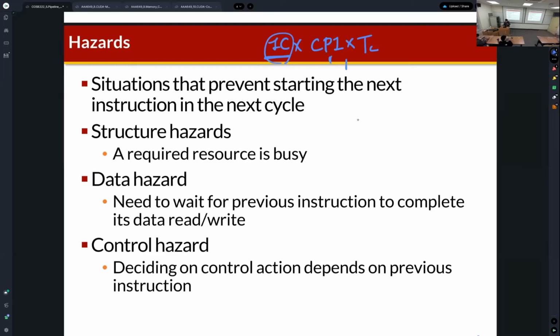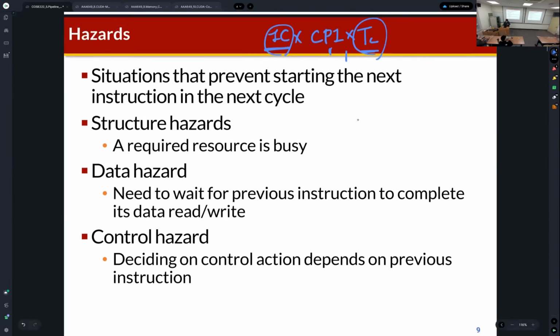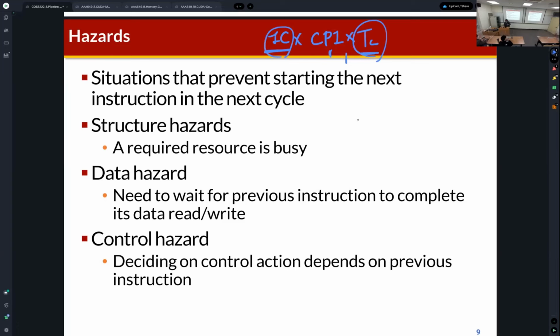Why? Actually, we can reduce the TC. Why? Because of hazards. This hazard is a very critical issue in the pipeline architecture.